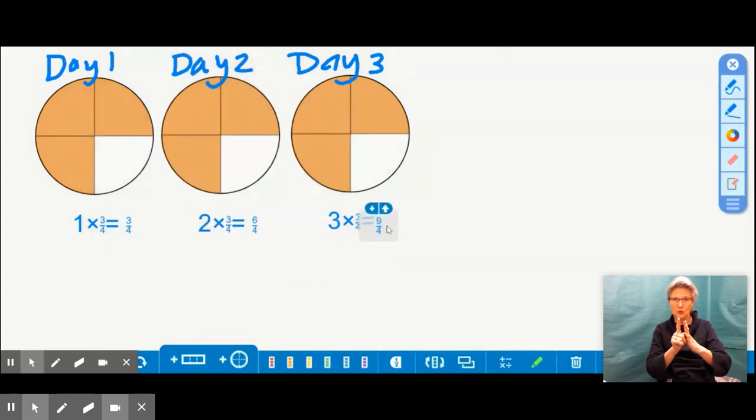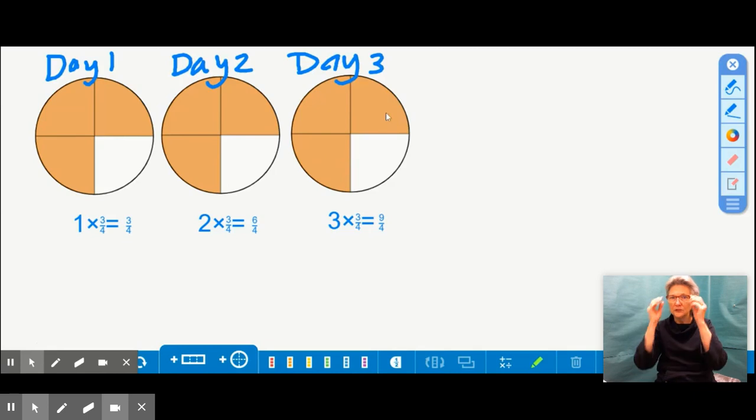We don't usually give an answer like that. When it's a fraction greater than 1, like 9/4, and I know it's greater than 1 because 4/4 is 1, we turn that into a mixed number. So what I'm going to do here is take all of these shaded parts and see how many wholes I have and then what fraction pieces I have left over.